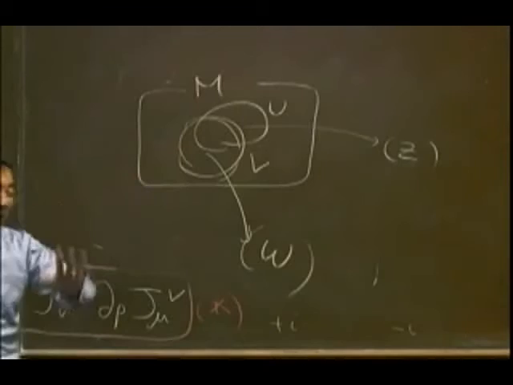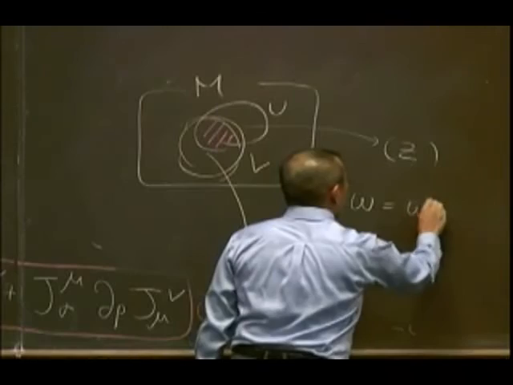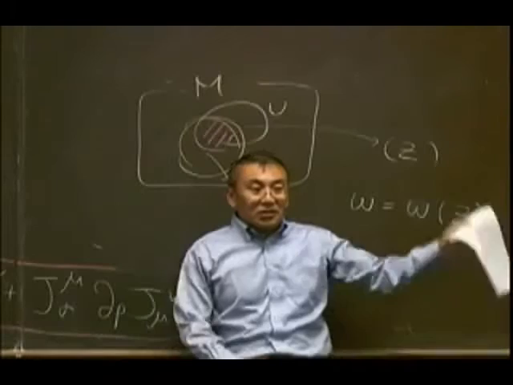Previously, we were worried about what happens at this overlapping region. What does W look like as a function of Z? This requirement guarantees that this transition function is holomorphic. So this is question number one for this week, to prove this.